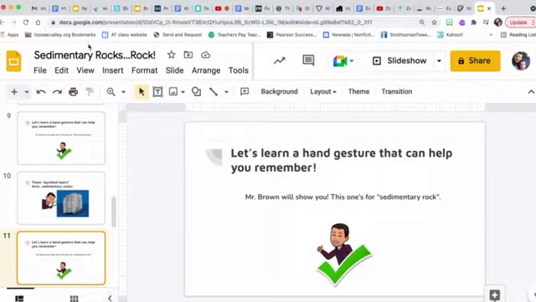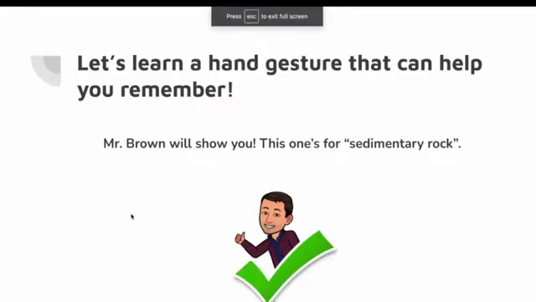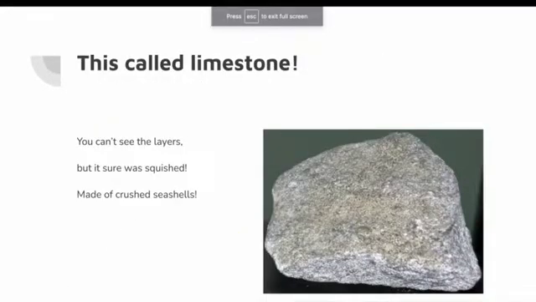So those are the two hand gestures that we have learned today. And we will learn other ones too. So let's see. This one's called limestone. You can't see the layers, unfortunately. There's a huge limestone quarry by Mr. Brown's house. It's made up of crushed seashells, okay? Over thousands and millions of years, all the seashells at the bottom of the ocean eventually get pulverized into little tiny bits. And then the heat and pressure squish the little crushed up seashells into a rock called limestone.